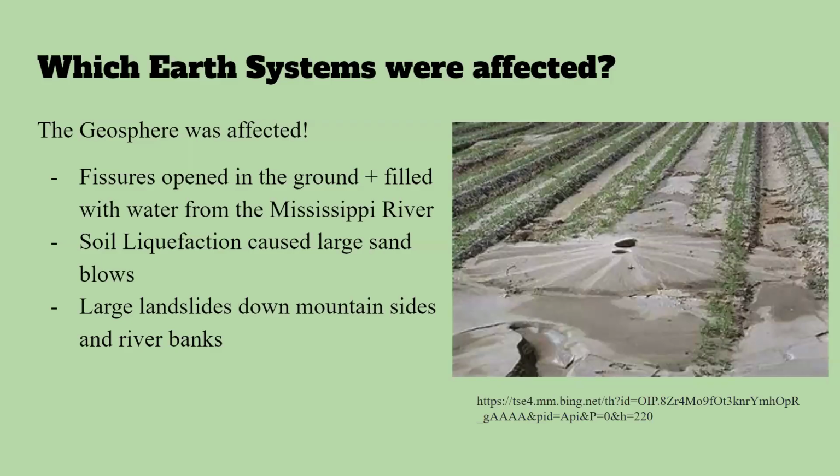Which Earth systems were affected? It was only the geosphere. The fissures opened in the ground filled with water from the Mississippi River. The picture on the right is a sand blow, and large landslides down the mountains and riverbanks caused a lot of erosion. But other than that, no other Earth systems were very affected.